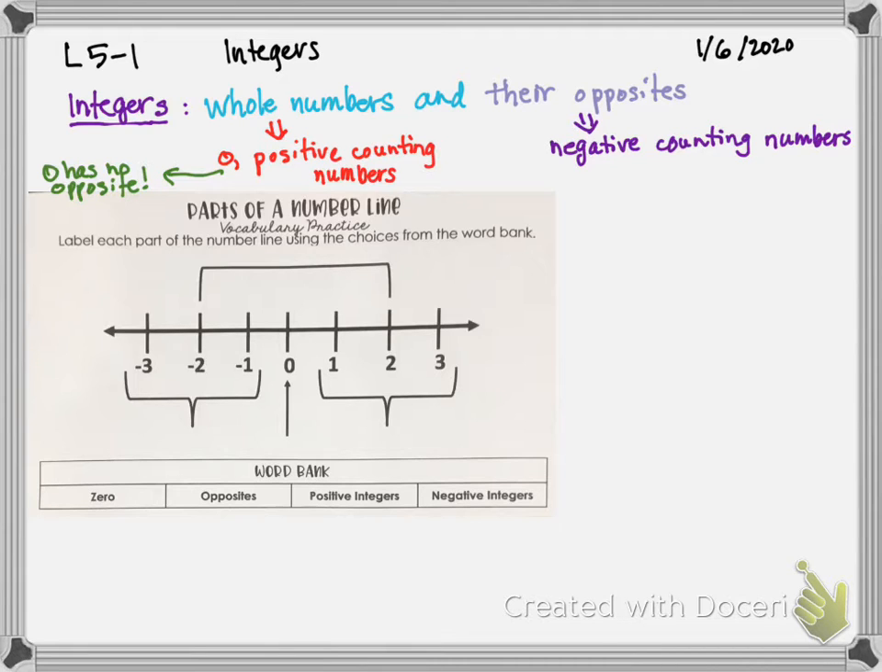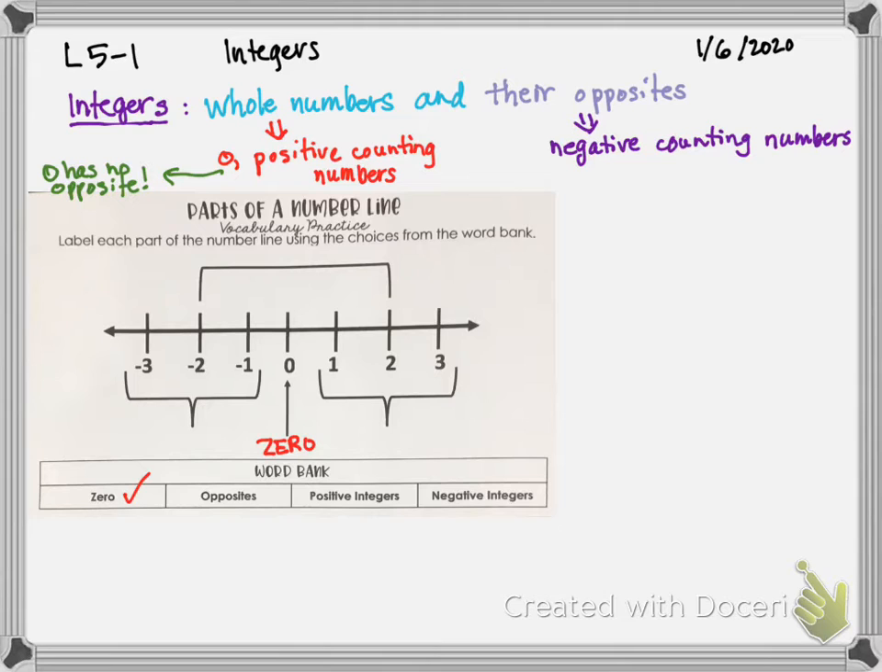Okay? All right, so what I've got here is a little chart that says parts of a number line, and we're going to label each part of the number line using the choices from the word bank below. The first one, pretty easy to locate, is the 0. He is very clear, loud, and in the middle of this particular number line. Not all number lines look exactly like this, balanced with the same amount of digits to the right of 0 as to the left. Okay, so done. Now let's look for opposites.